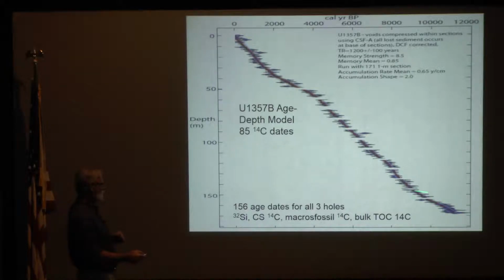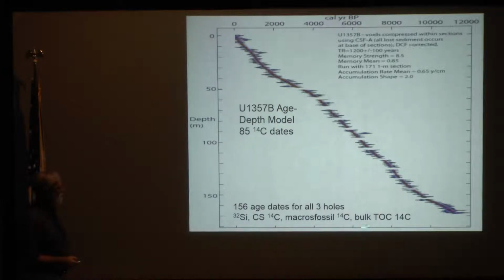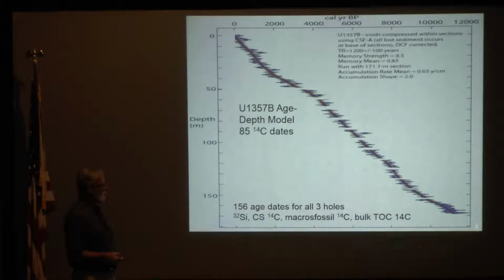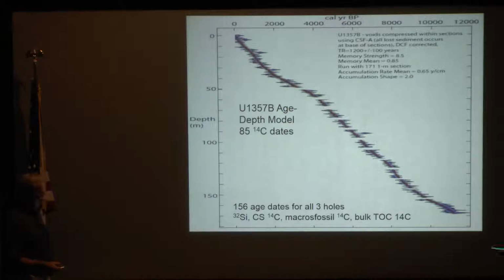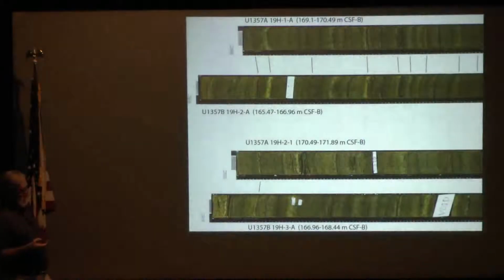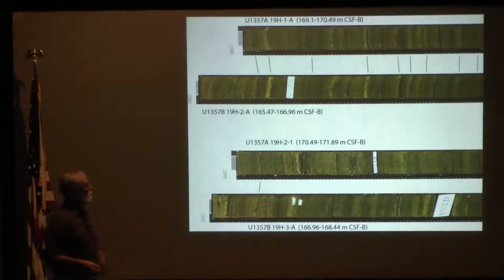So we have a bunch of dates on the other cores as well. Silicon 32 in the uppermost part, compound specific C14, a bunch of macrofossils. There's ostracods, there's clams, there's algae, macroalgae, and then bulk dates. And then this is a Bayesian kind of fitting routine. We also know how to match these cores from one to another.